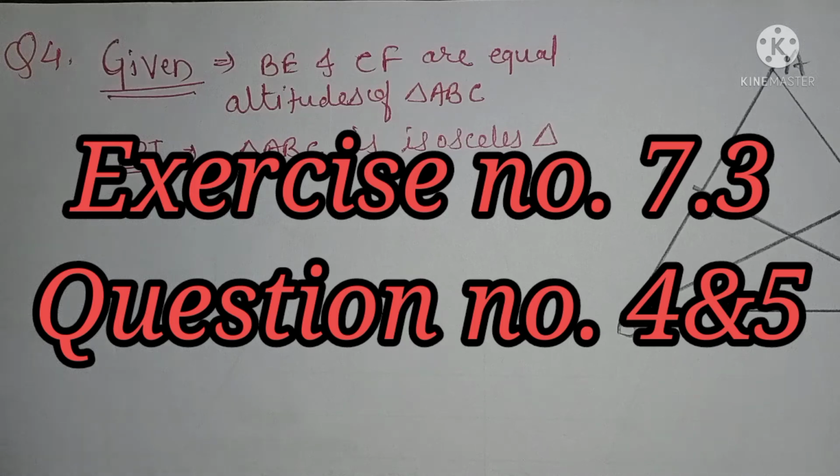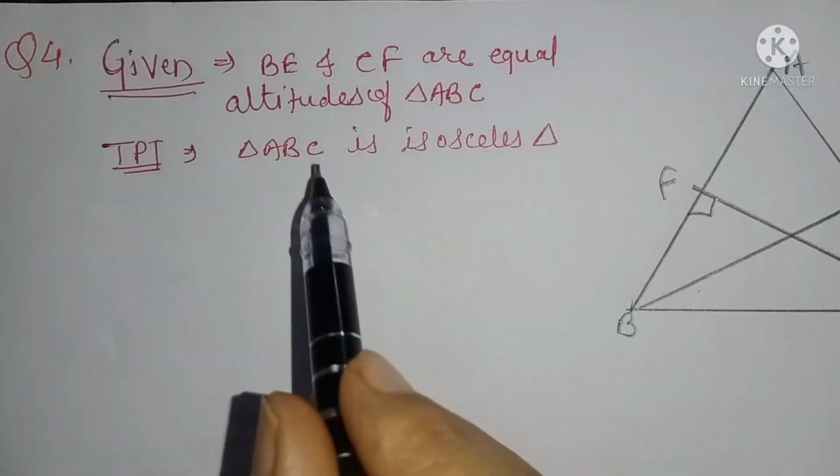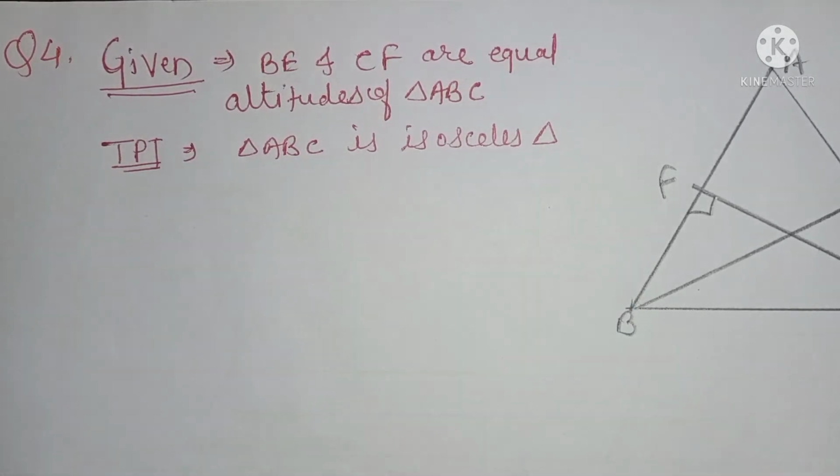Now let's begin with question number 4. BE and CF are two equal altitudes of a triangle ABC. Using the RHS congruence rule, prove that triangle ABC is an isosceles triangle. Here the criteria is given to us that we have to use the RHS rule only. तो हमें RHS को यूज़ करके ही ये बताना है कि वो जो ट्राइंगल है, it is an isosceles triangle.